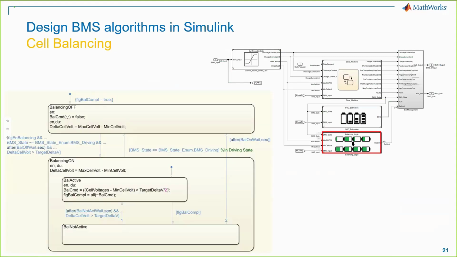Now let's look at the cell balancing software component. Cell balancing is required to ensure all cell voltages are within a specified tolerance, typically 5 to 10 millivolts. Any imbalance in cell voltages or their state of charge effectively reduces the usable capacity of the battery pack. We have implemented the cell balancing algorithm in Stateflow. When the difference between the maximum cell voltage and minimum cell voltage grows wider, and when the operating condition is right, we start balancing the battery pack.